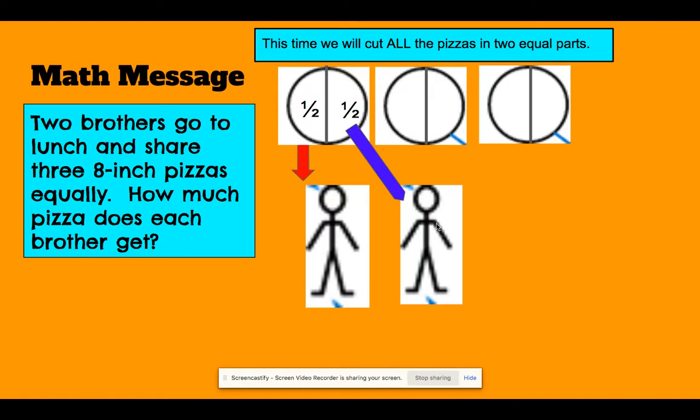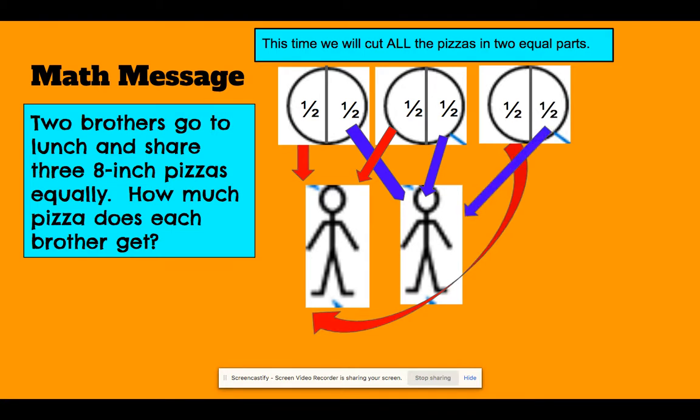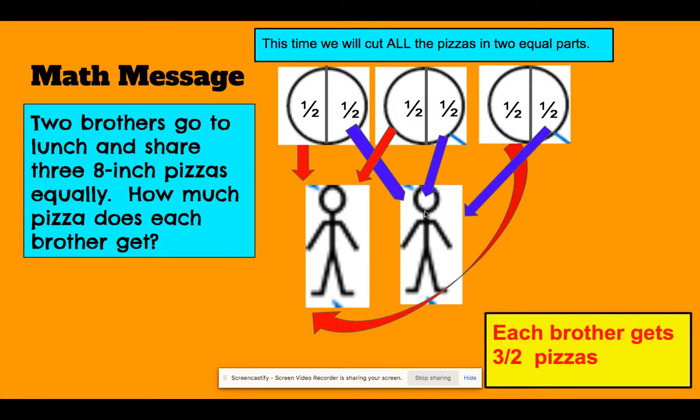We're going to take that slice and give it to this brother. That half's going to go to the first brother, and then that half will go to this brother, and then this half will go to the first brother again, and that half will go to this brother here. So if we take a look at what portion each brother is getting, each brother will get 3/2 of a pizza. And look, if you count your red arrows, we have 1/2, 2/2, and 3/2 going to this brother, and the blue brother over here will get 1/2, 2/2, and 3/2. So there we go. Each brother is getting 3/2 of a pizza.